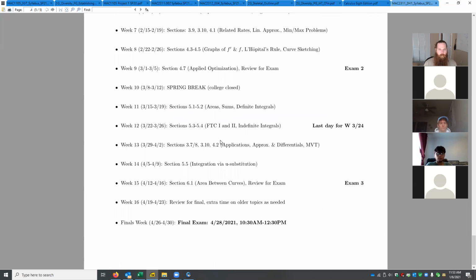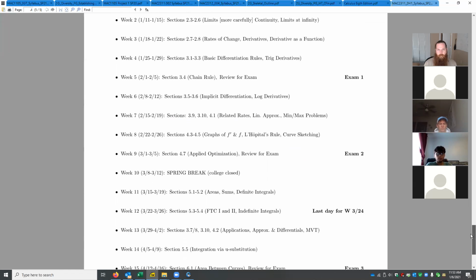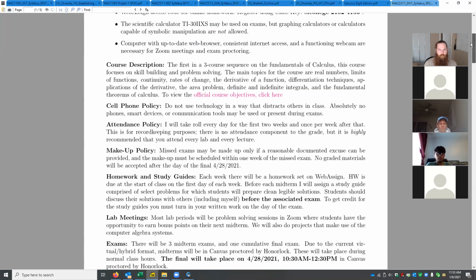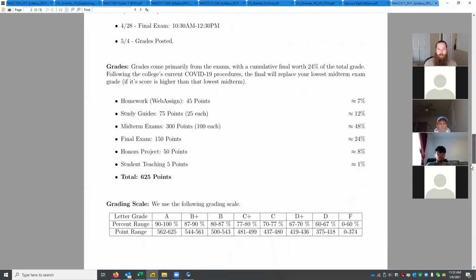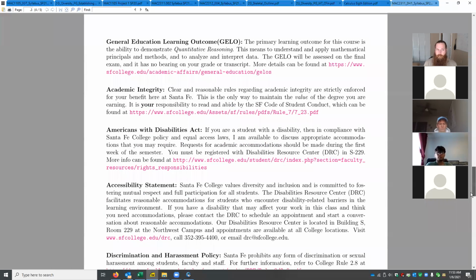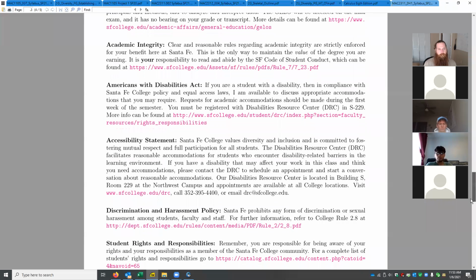From there, we'll talk a little bit about applications of the integral, what differentials are and differential forms. We'll talk about the mean value theorem, and then I'll show you a few tricky ways to evaluate integrals before the end of the semester. But that's a rough outline of the topics of the course. Again, you can go up to the very top here, look at the official course objectives to get a more detailed list. But that's about it. So any syllabus questions before we get moving?